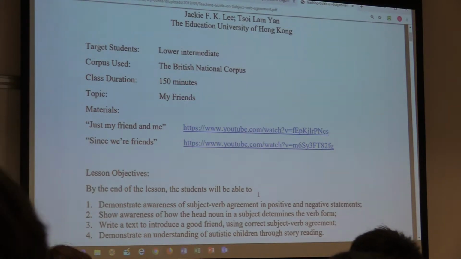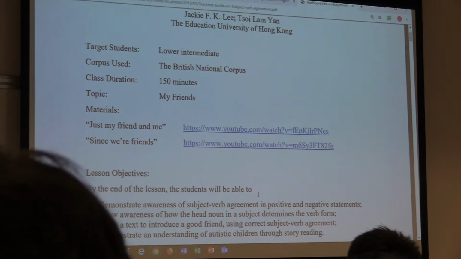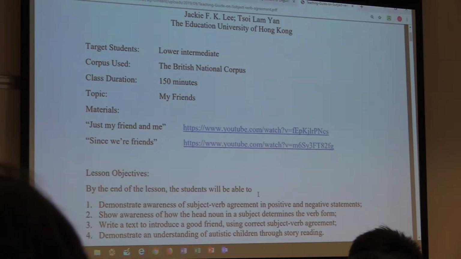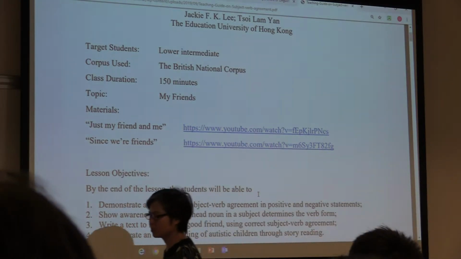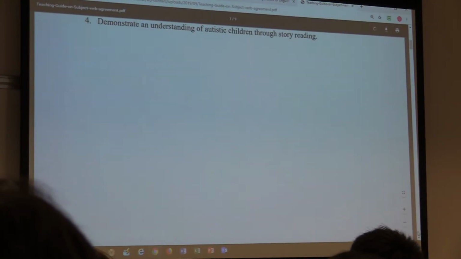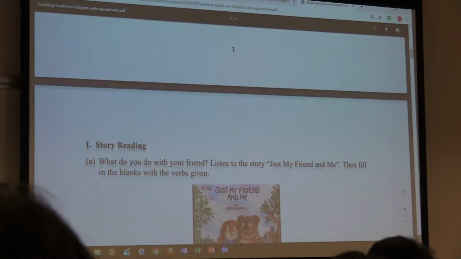And write a text to introduce a good friend using correct subject-verb agreement, and demonstrate an understanding of autistic children through story reading. So friendship, autistic children, some children with special needs. So let's see how the plan goes.